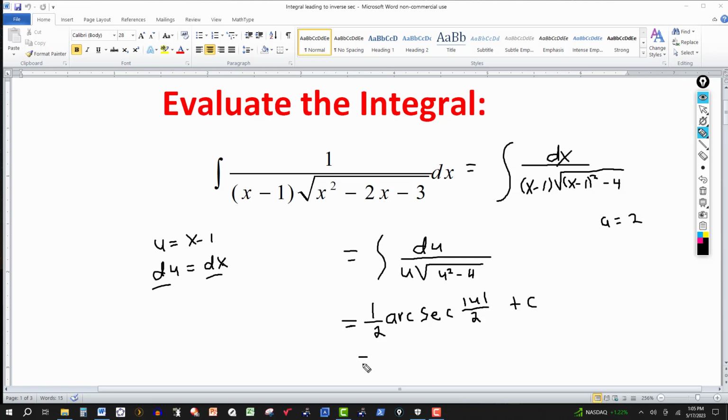Now we just substitute back to the original variable. u is x minus 1, so this is 1/2 arcsecant of the absolute value of x minus 1, over 2, plus your constant of integration.